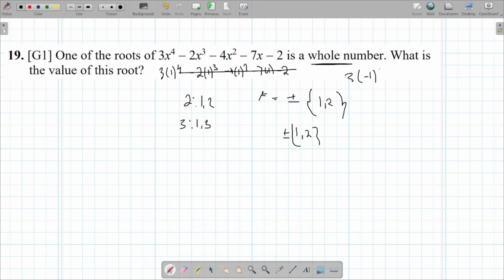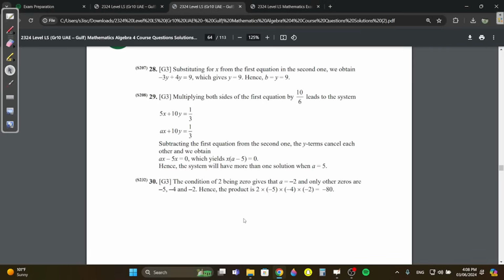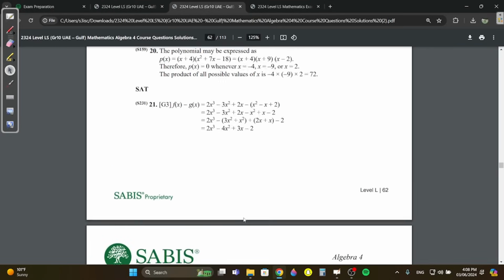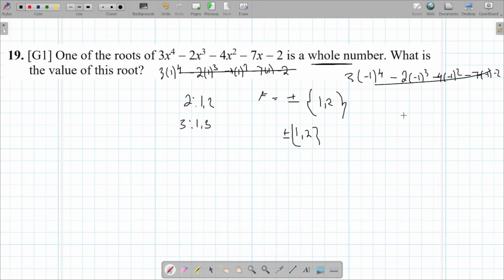So 3 times negative 1 to the power of 4 minus 2 times negative 1 to the power of 3 minus 4 times negative 1 to the power of 2 minus 7 times negative 1 minus 2. Again, try it, it doesn't equal 0. Okay, and then let's try 2 now. 3 times 2 to the power of 4 minus 2 times 2 to the power of 3, minus 4 times 2 to the power of 2, minus 7 times 2, minus 2.